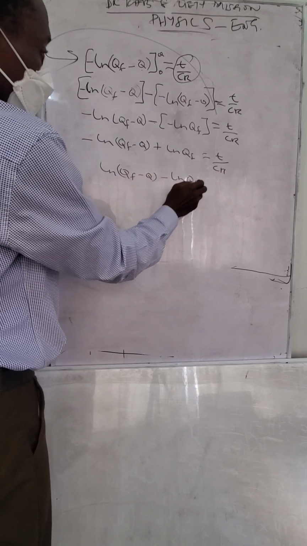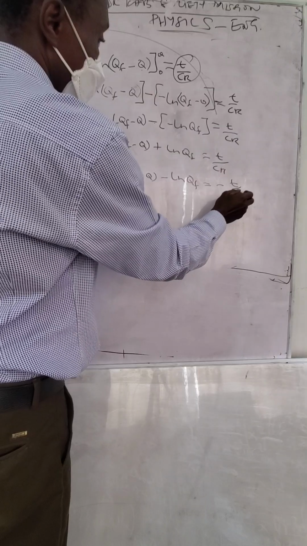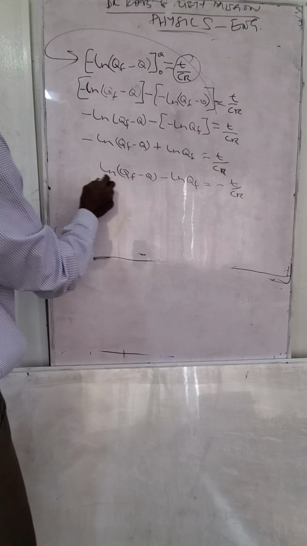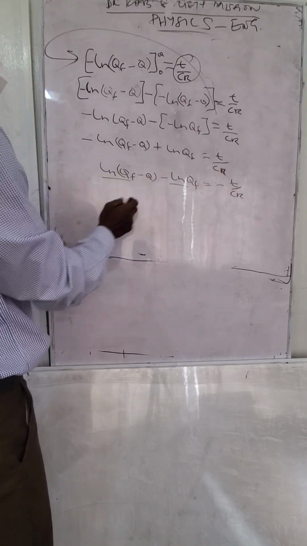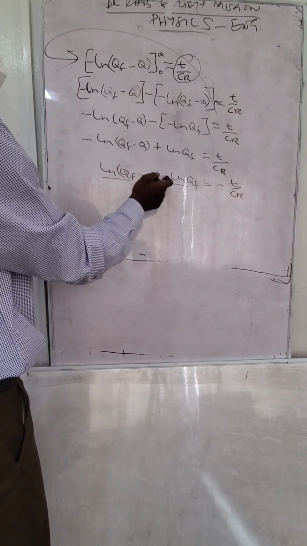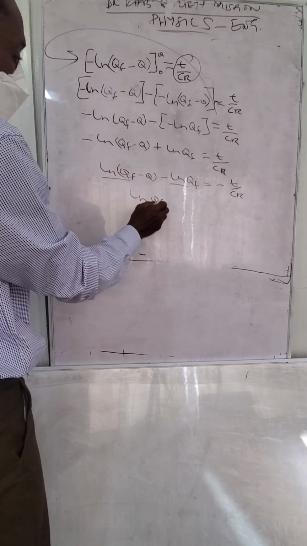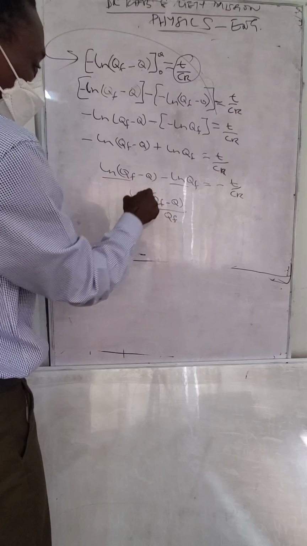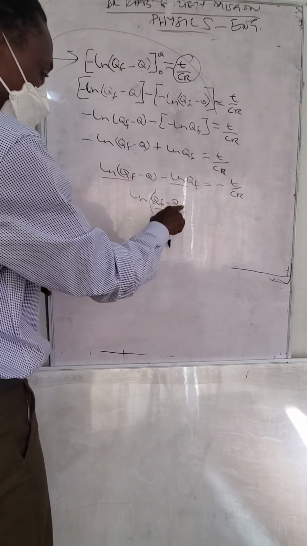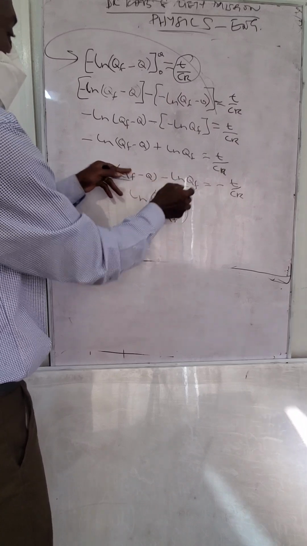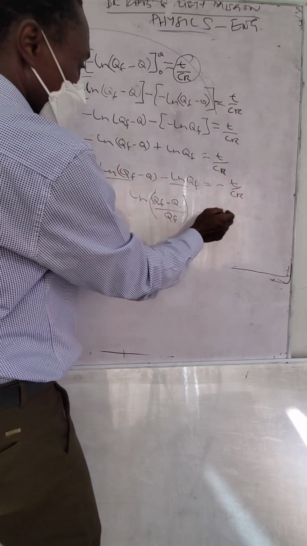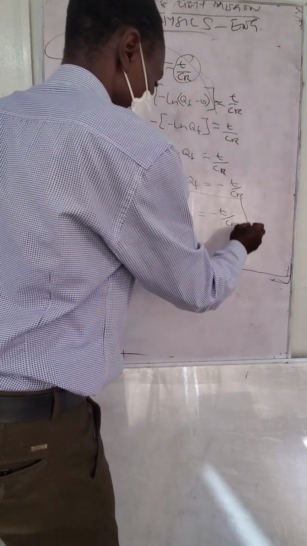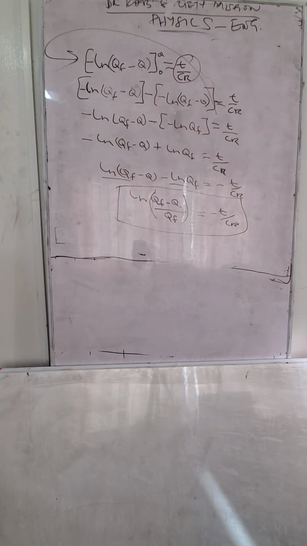minus natural log Q final is equal to minus T over CR. Right? Going good. Now we have natural log minus natural log. Log minus log is the same as division. So it's natural log of Q final minus Q over Q final. Because of the minus sign, you divide this one by that, and that is it. It's equal to negative T over CR. So this is the equation that we arrived at.